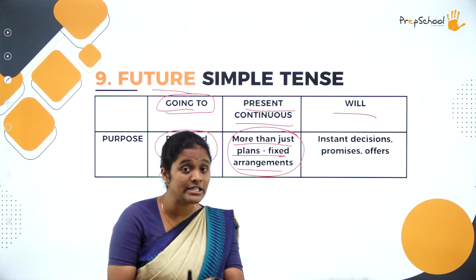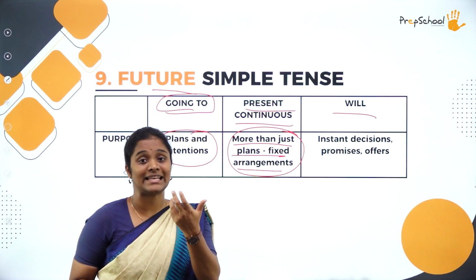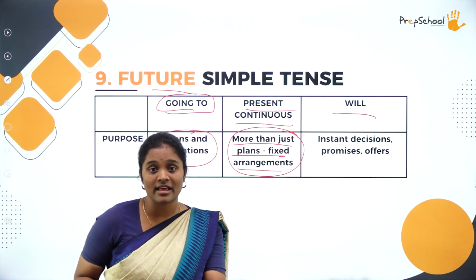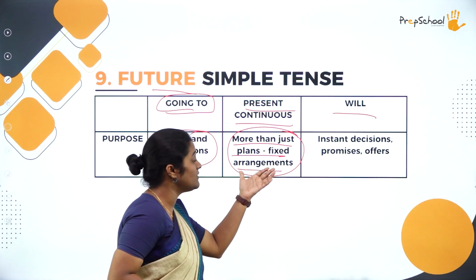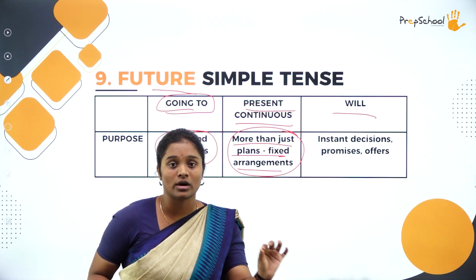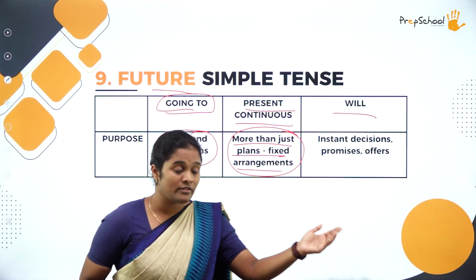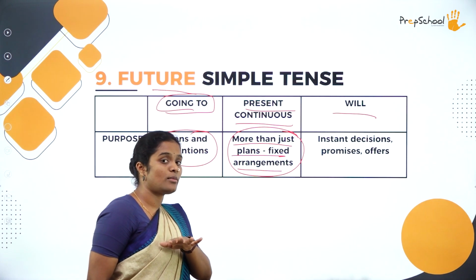Now, it is your duty to read the sentence or the paragraph and understand whether it is an intention that is being conveyed, or whether it is the fixed arrangement that they are talking about. I am going to visit you at 5 o'clock, or I am going to come to your house at so and so time in the future, right? Or if I'm saying "going to", you're not really sure about your plan.